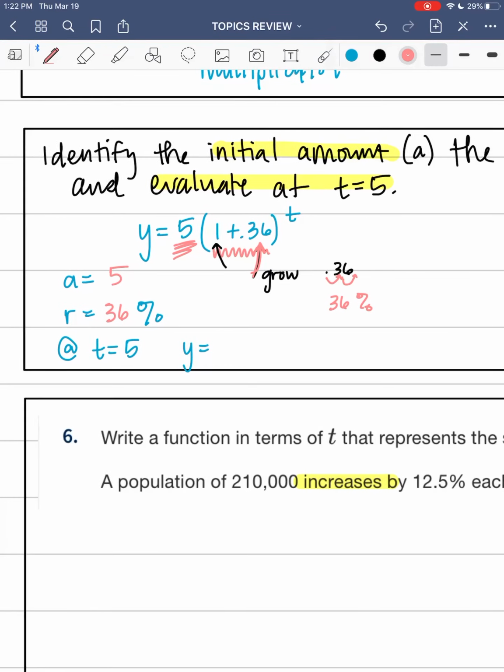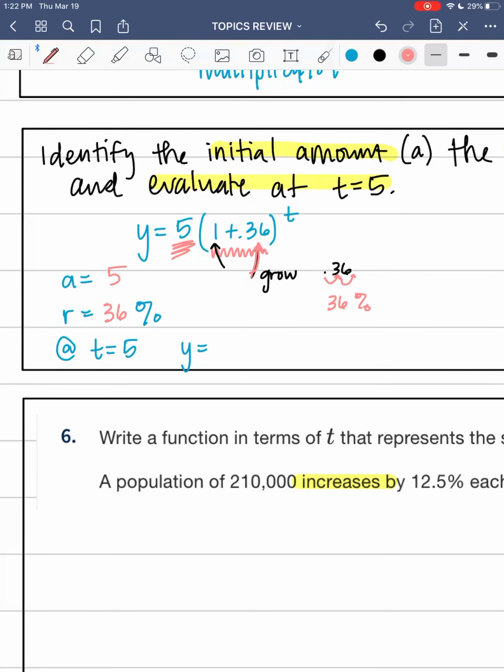The last thing it wants is for us to evaluate this at t equals 5. So in our calculators, we're going to type in 5 times 1 plus 0.36, which is just 1.36, so we could just write that. But where the exponent is, we're actually going to put the 5. So it would be like this.